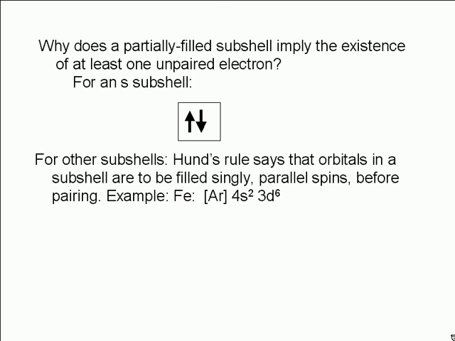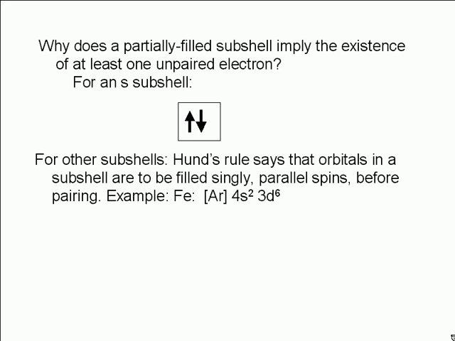Hund's rule says that to get the ground state or most stable state of the atom, when filling subshells with more than one orbital, they must be filled singly with electrons of parallel spin. Consider iron, which has an electron configuration of argon core 4s2, 3d6. Even though it has an even number of electrons, it actually has 4 unpaired electrons in the 3d subshell.